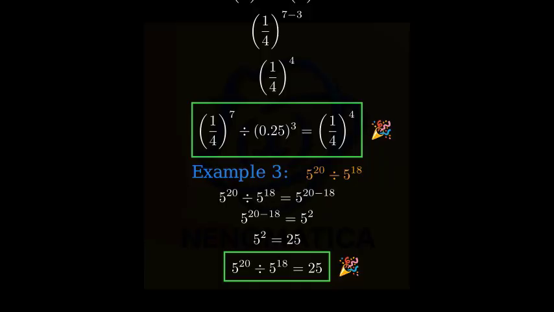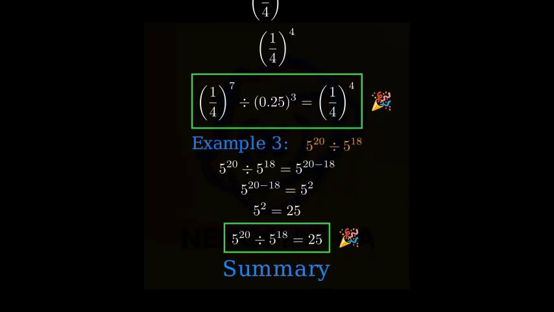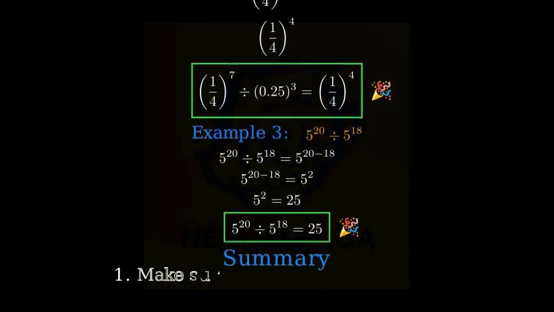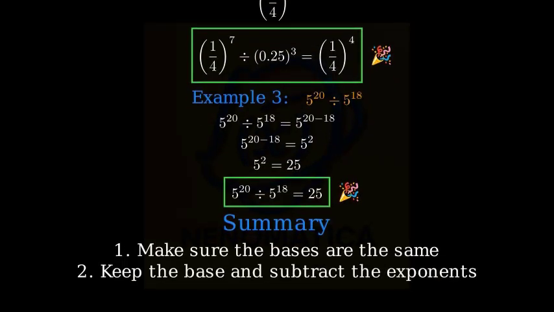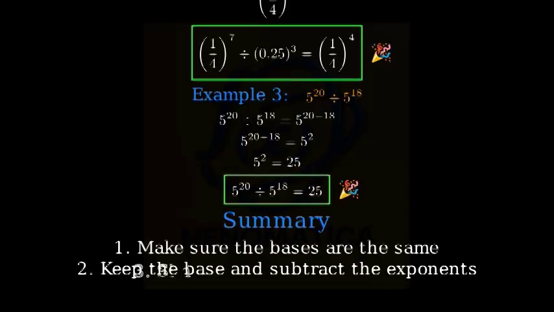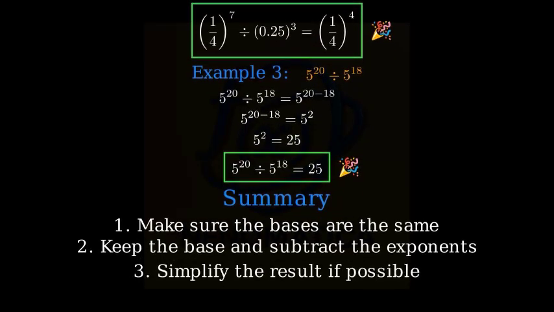Let's summarize what we've learned about dividing powers with the same base. When we divide powers with the same base, we first make sure the bases are the same. Then keep the base and subtract the exponent in the denominator from the exponent in the numerator. And finally, simplify the result if possible.